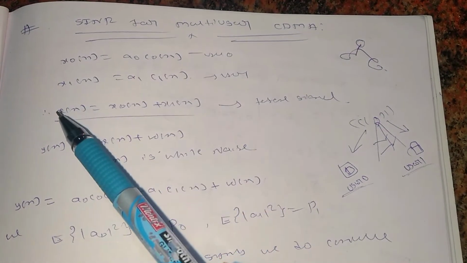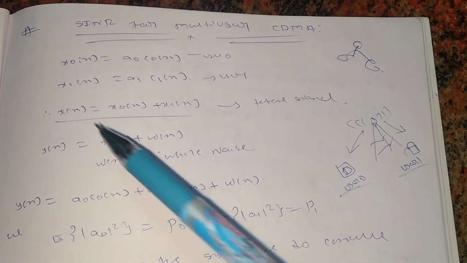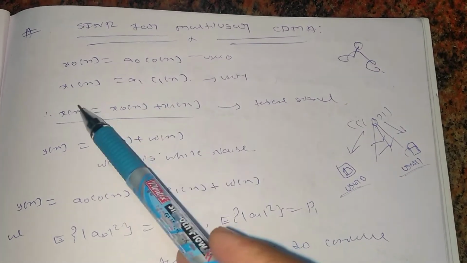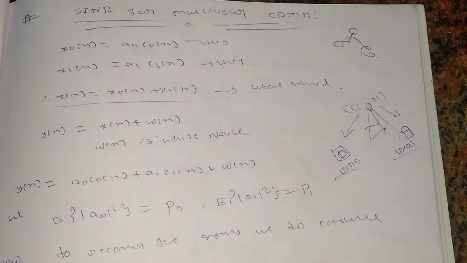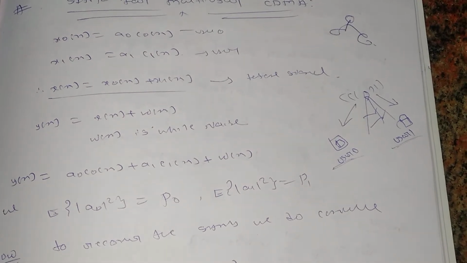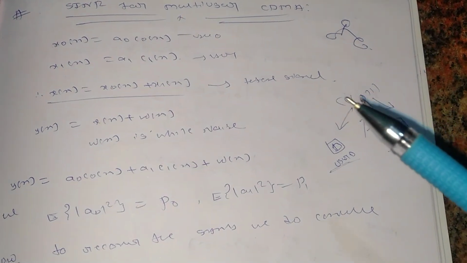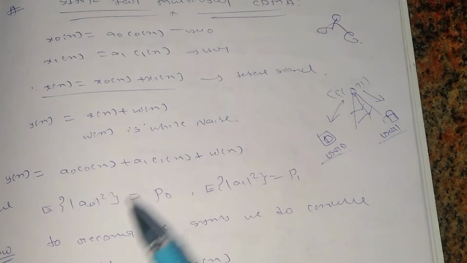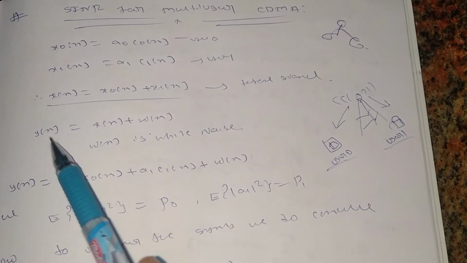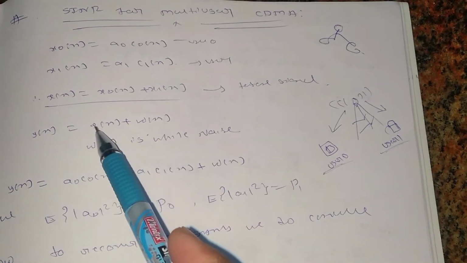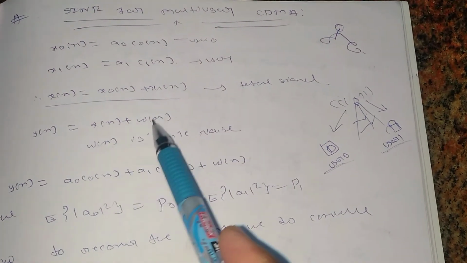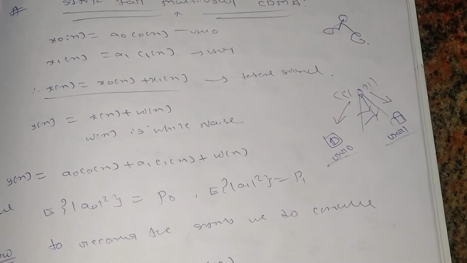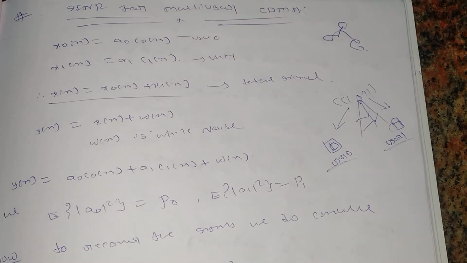Now I will be combining these two signals to make my composite signal. So the composite signal is denoted by x of n, and it is the addition of x0 of n and x1 of n. So now I have my composite signal. The next thing is to transmit it through the environment. When you transmit it through the environment, the signal at the receiver end will be denoted by y of n. It contains x of n, the transmitted signal, plus w of n, that is additive white Gaussian noise which will be added in the environment.